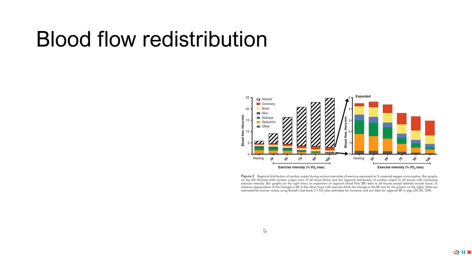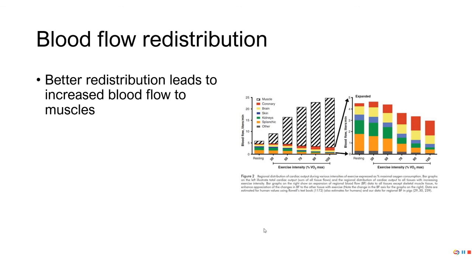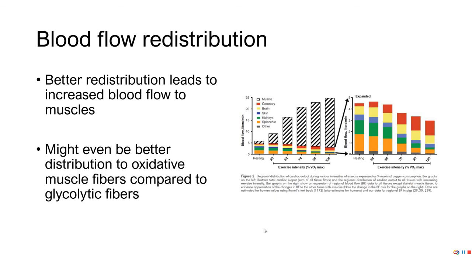Blood flow redistribution. Okay? So when we train, we become better able to redistribute blood flow. Okay? And there's some evidence to suggest that we're better able to distribute blood flow to oxidative muscle fibers compared to glycolytic. And how this is possible is due to what we just talked about on the previous slide. If I've got more capillaries in my oxidative fibers, they're going to be able to take up oxygen more easily. Okay? And so as a result, more blood flow, that sort of thing.